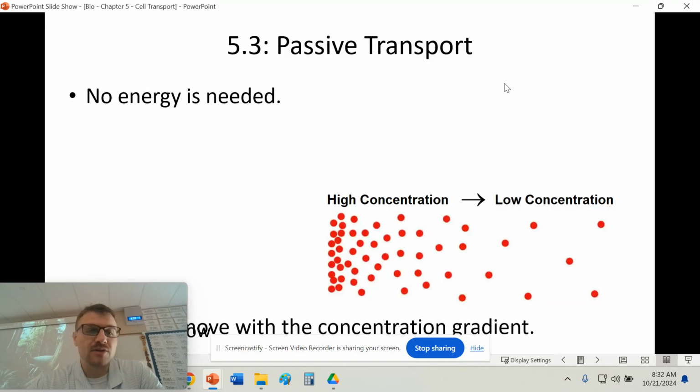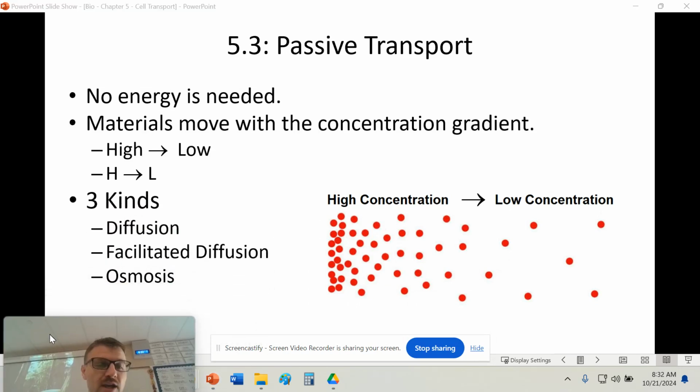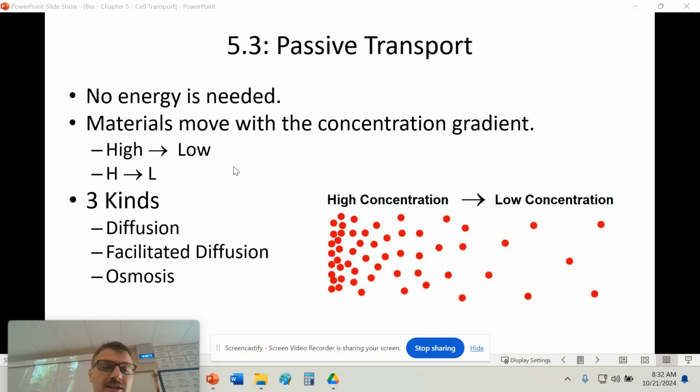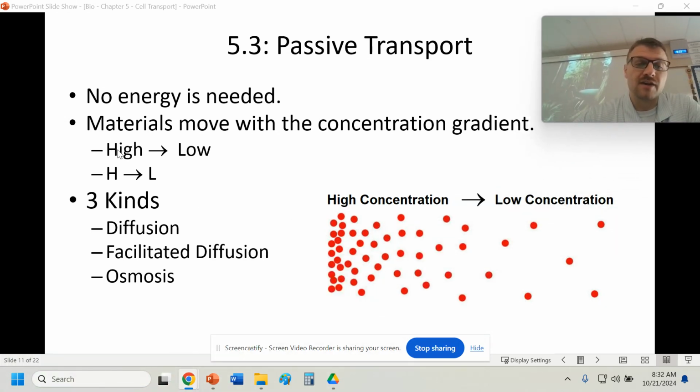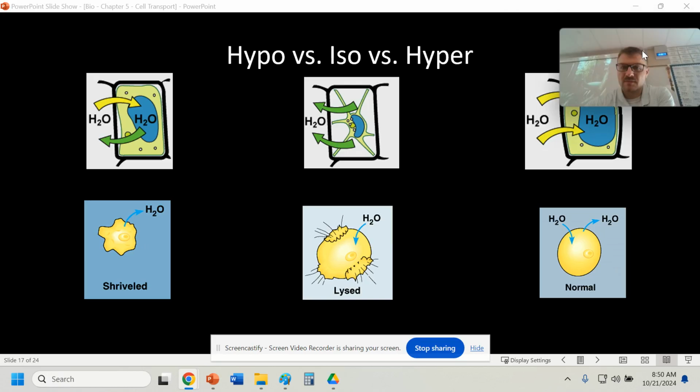Let's get into it. 5.3, we're going to be looking at passive transport. This is where we're going to go from high to low concentrations. You can see we're going from high to low. And this is just how naturally things in nature move. We move from areas of high to low concentration. It doesn't need energy. And there's three different types: diffusion, facilitated diffusion, and osmosis. So again, passive transport doesn't require energy and moves from areas of high to low concentration.